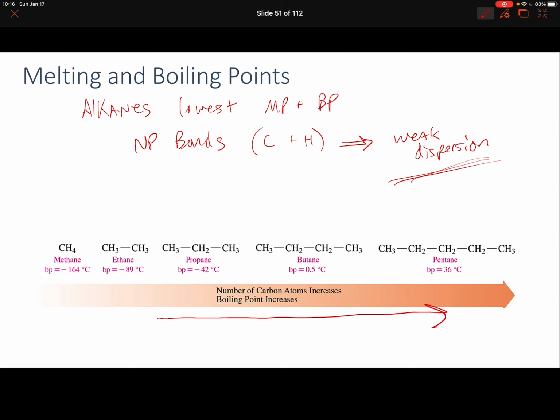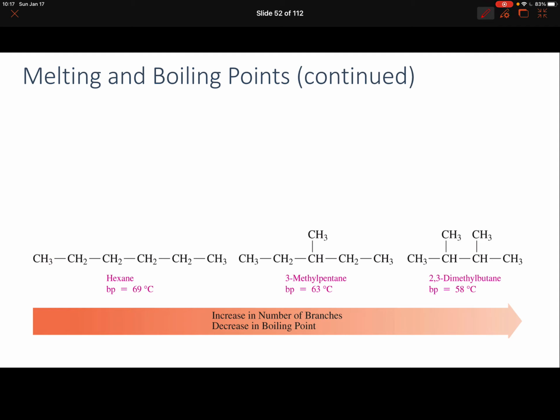Let's talk about, you can kind of see a comparison here. So methane, ethane, propane, butane, pentane, boiling point, just to go from a liquid to a gas, right? 36 degrees to get liquid pentane into a gas, but it only takes negative 164 for liquid methane to go to a gas. So you can see that increasing boiling point. Now let's compare that with branched alkanes. Now branched alkanes have lower boiling points than straight ones.